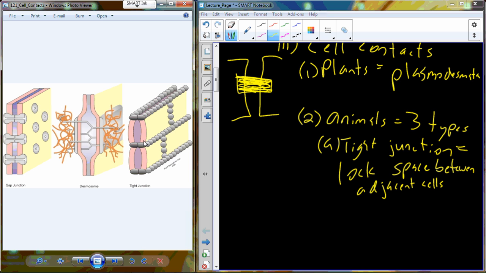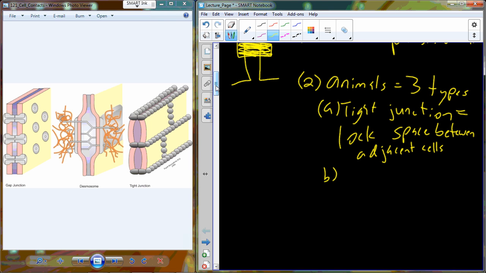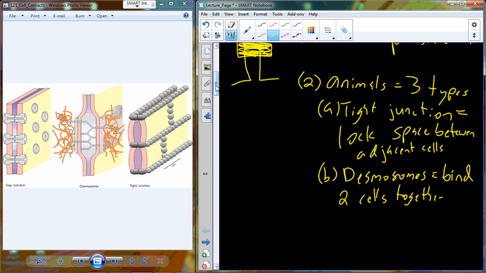These are the two membranes of the cells. This is space in between. It's a tight junction, so there's not much mixing with the surrounding tissue. It's kind of all encased. And then these proteins span, again, those two membranes to adhere stuff together. The second is the desmosome. And the desmosome is binding two cells together. And they're typically going to be anchored into our cytoskeletal filaments called the intermediate filaments.